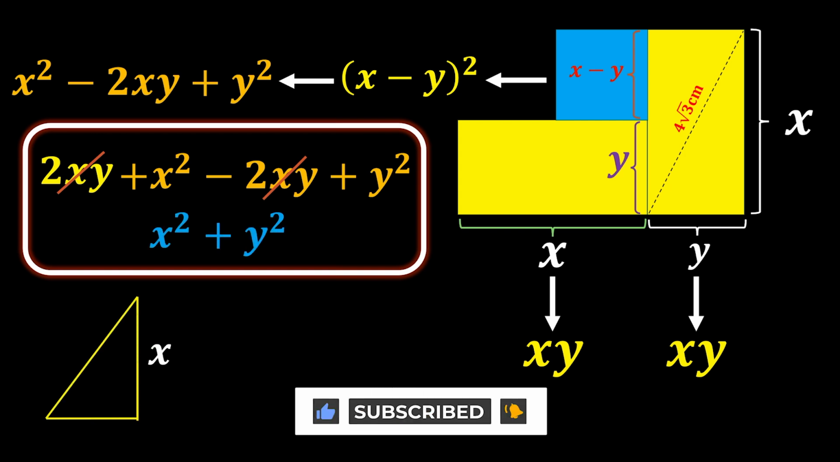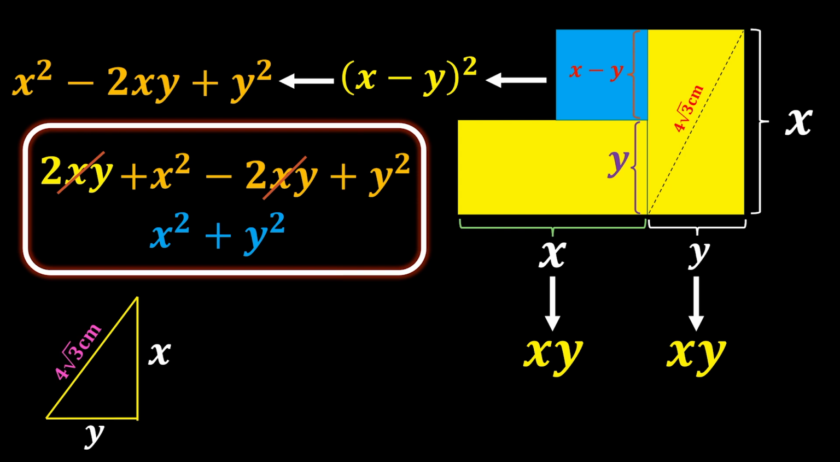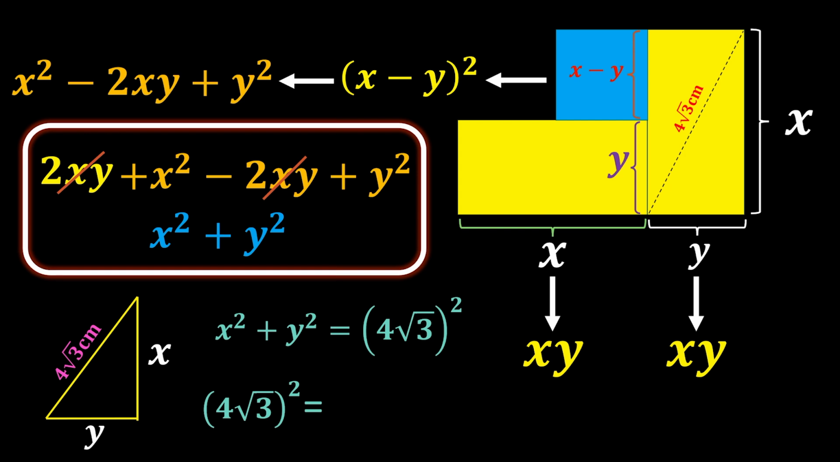Pay attention here, we have a right-angled triangle. According to the Pythagorean theorem, x squared plus y squared equals 4 times the square root of 3, all squared. Squaring this expression gives 16 times 3, which equals 48. And yes, option B is the correct answer.